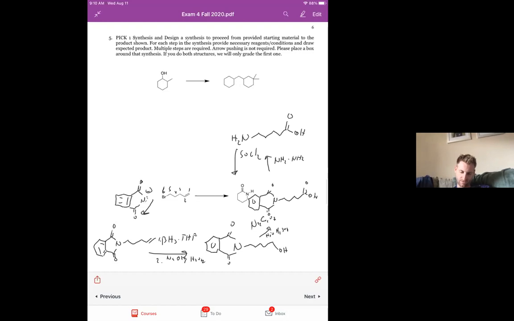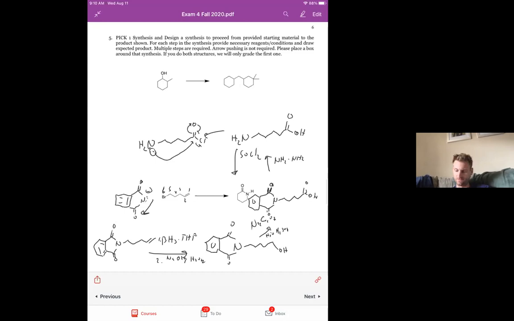And kind of draw up a little step mechanism for this one. So this kind of deals with the phthalimide protecting group, which we never really talked about. We'll see what the synthesis ones were from the spring exam.